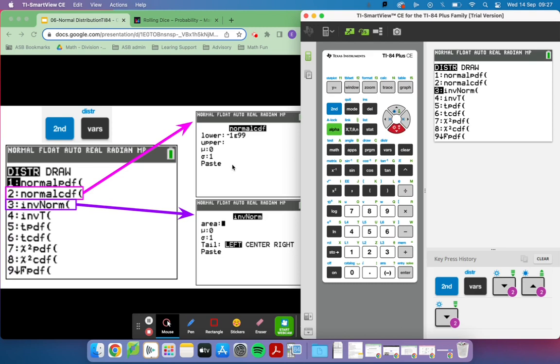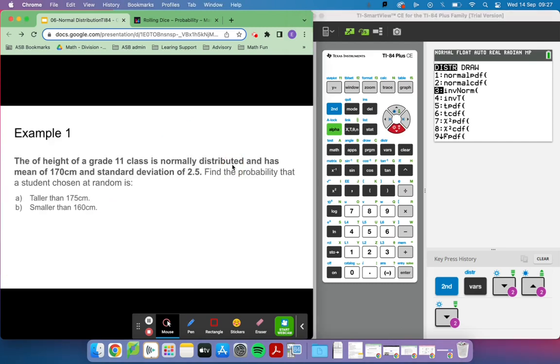Let's practice. So our first example for today: the height of a grade 11 class is normally distributed and has a mean of 170 centimeters and a standard deviation of 2.5. Find the probability that a student chosen at random is taller than 175 centimeters.